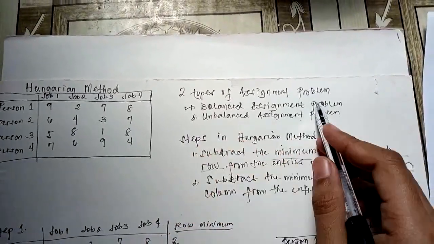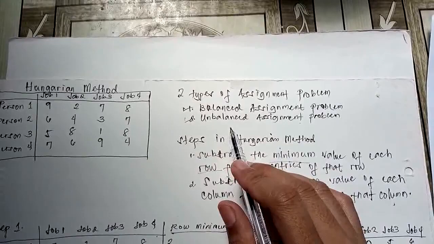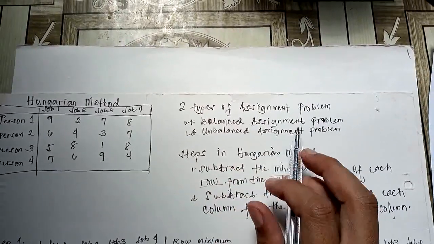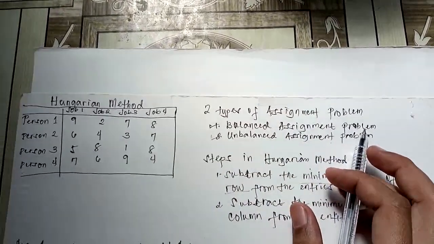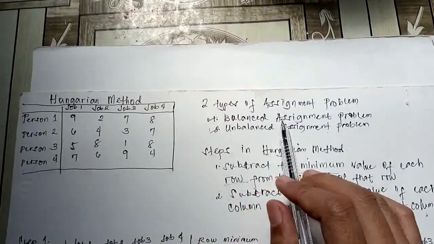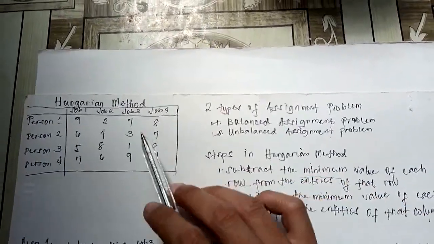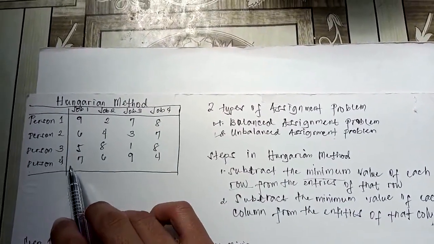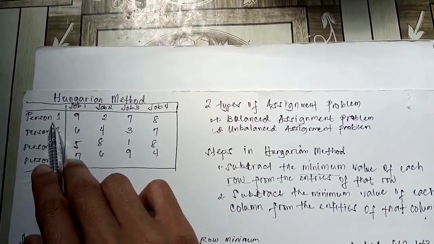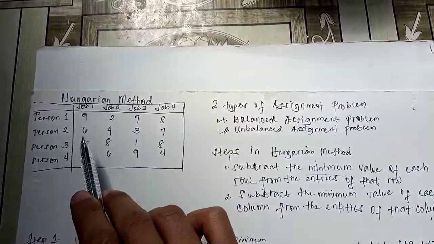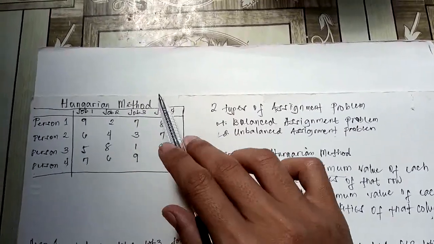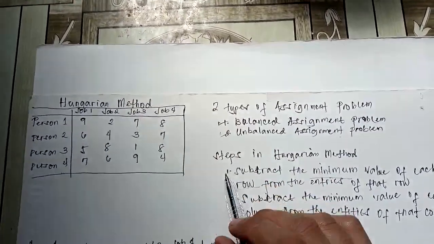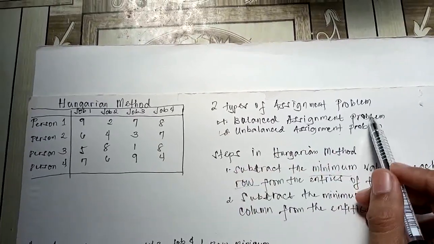First is the balanced assignment problem, and the second one is the unbalanced assignment problem. A balanced assignment problem is one where the number of rows is equal to the number of columns. For example, here in the cost matrix, we have 4 persons, so 4 rows, 1, 2, 3, and 4, and 4 columns.